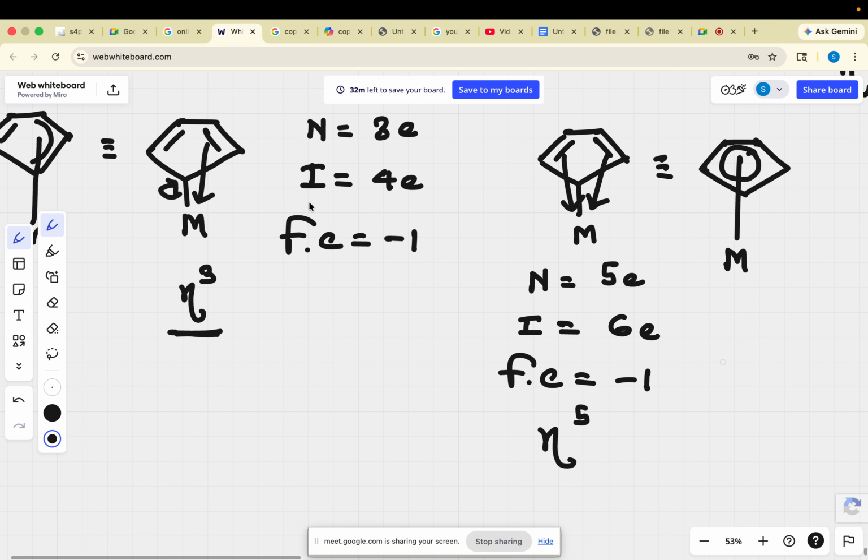to the metal center. If they are drawing a circle like a benzene ring, that means all the carbon atoms are involved, all the carbon atoms are donating electrons to the metal center. Is it clear? Is it clear? Yes, sir.